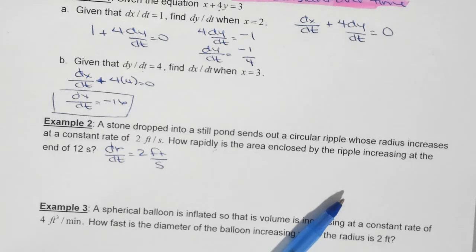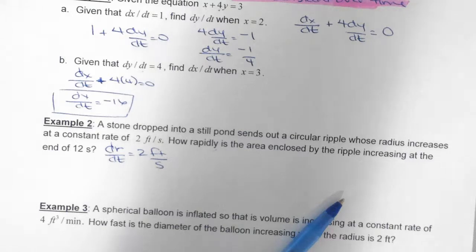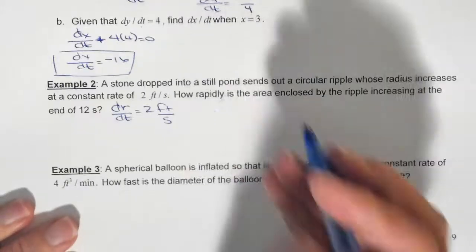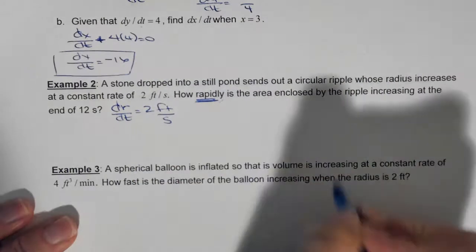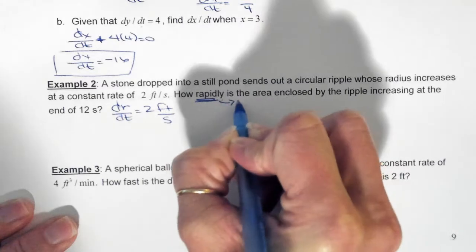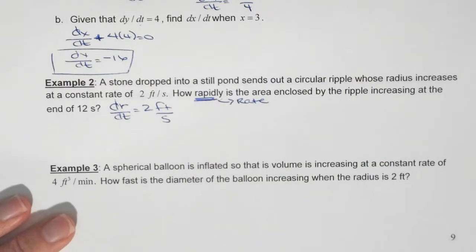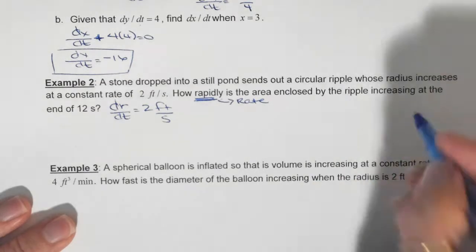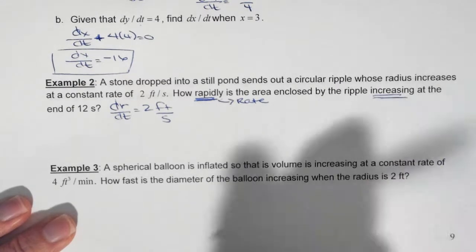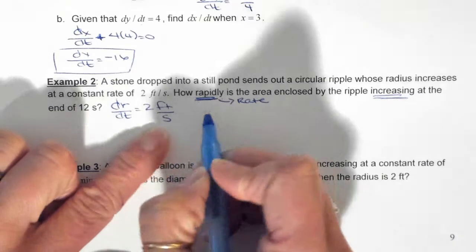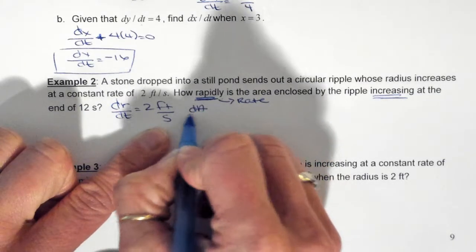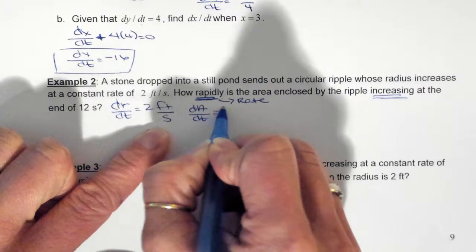Are we looking for a rate? Yes. More specifically, for what? For the area. Okay, so we're looking at how quickly the area is changing with respect to time. So this right here is indicating that we want a rate. If you see how rapidly, how quickly something is increasing, we want the rate, or dA dt, for this problem.